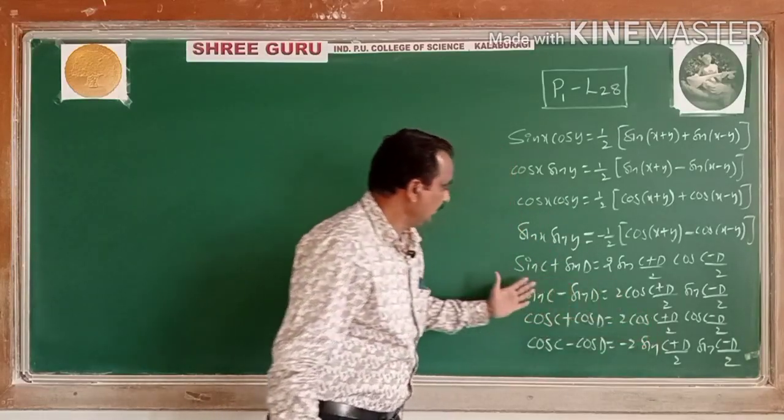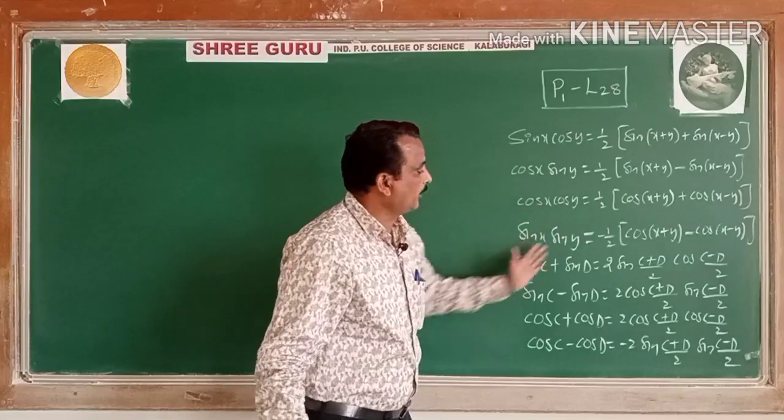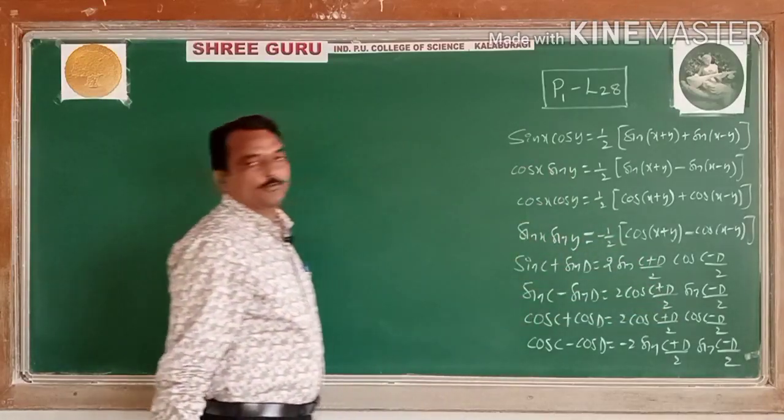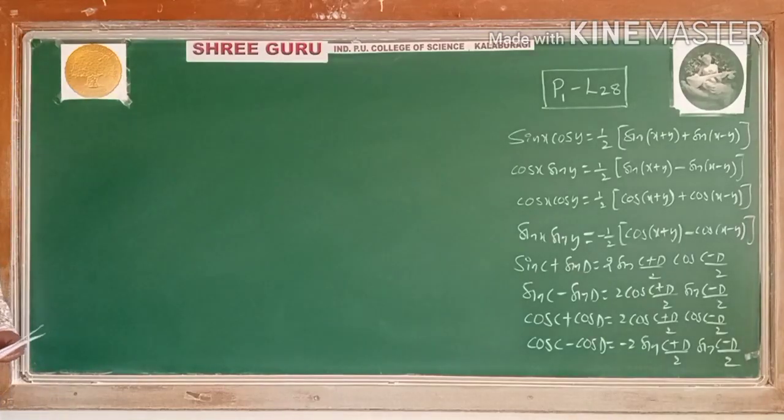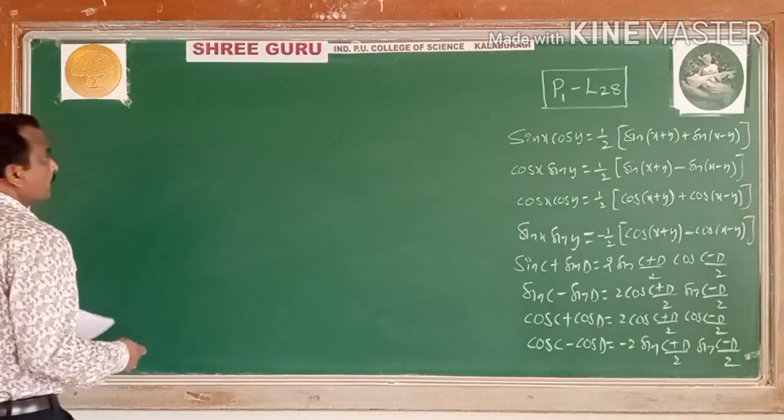The product forms in terms of sum forms, and the sum forms in terms of product forms. So let us go for the next examples.